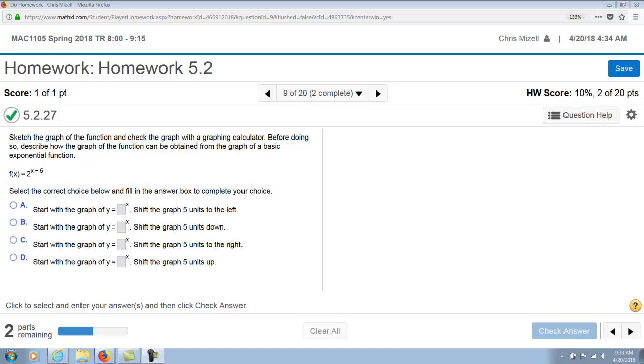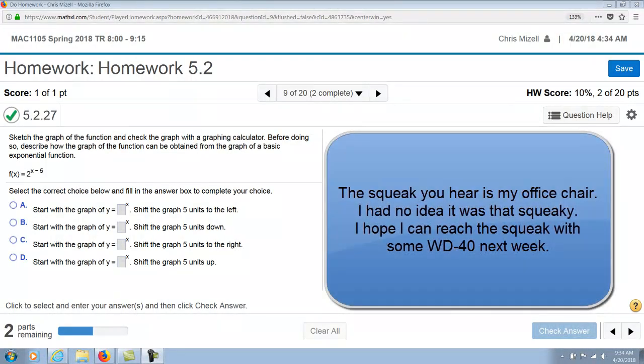I'm looking at section 5.2 homework, problem 9, and maybe we'll also look at problem 10 or 11, just to make sure everybody is acquainted with the proper procedure for using the graphing utility that Pearson provides us in MyMathLab.